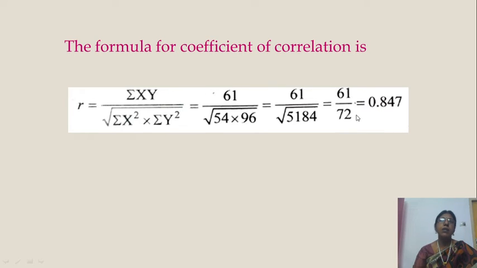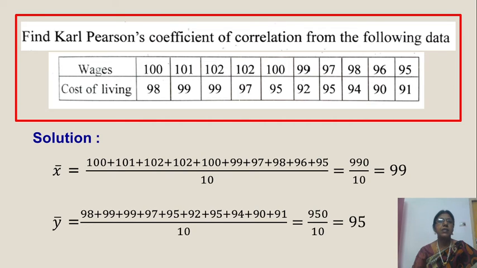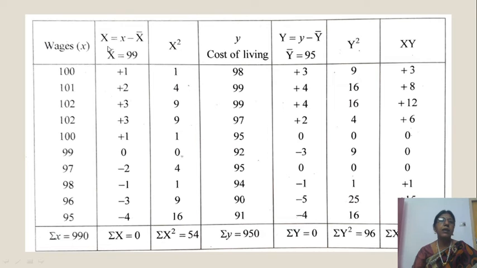We have given 2 sets of observations. First one is the X column, second one is the Y column. Wages, take it as the X column, small x. Cost of living, take it as the Y column, small y. We are going to use the mean method. So we first find X bar, the X mean 99, sigma x by n. Similarly Y bar, sigma y by n. Then frame the table. For small x, small y given values. For small x, find capital X, x minus x bar.